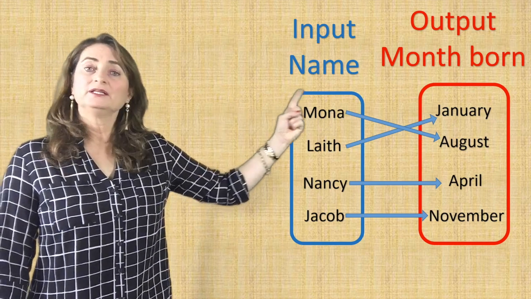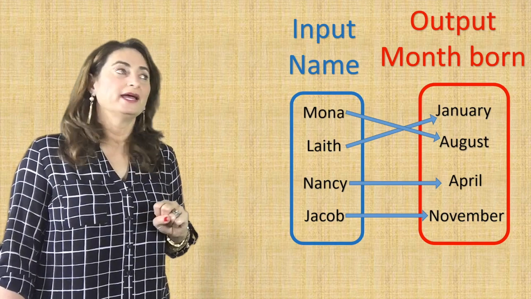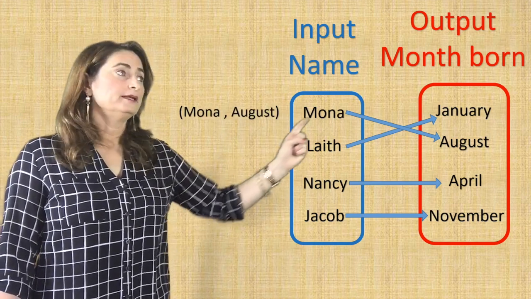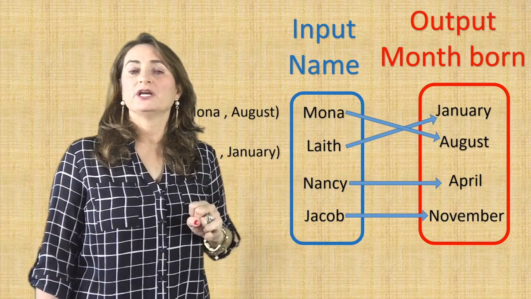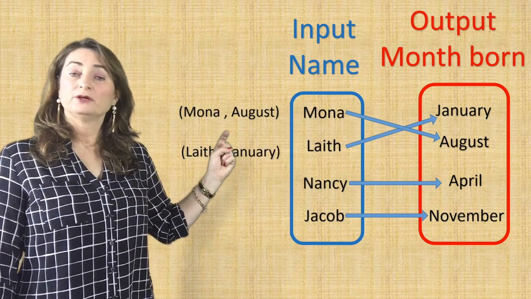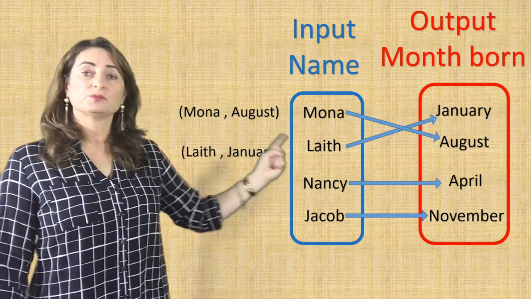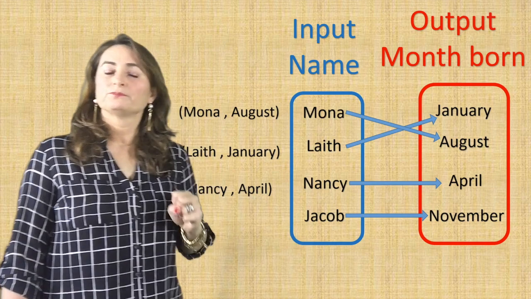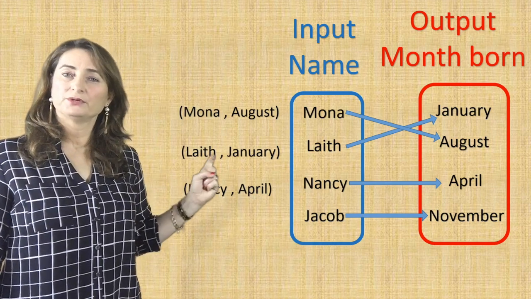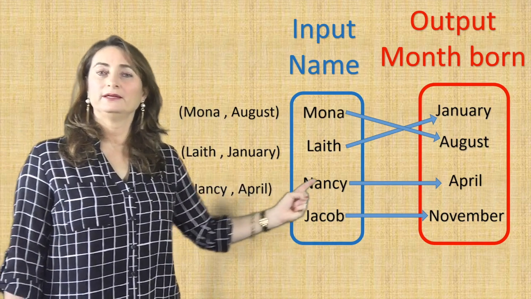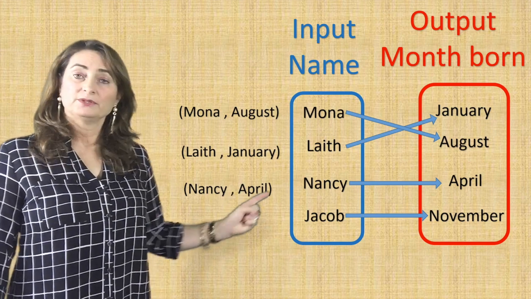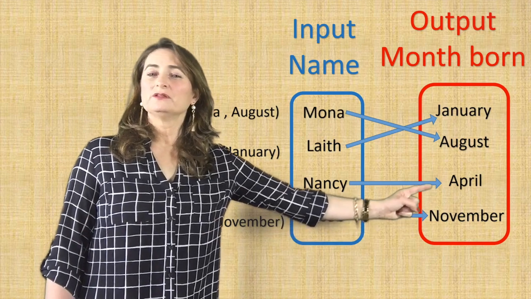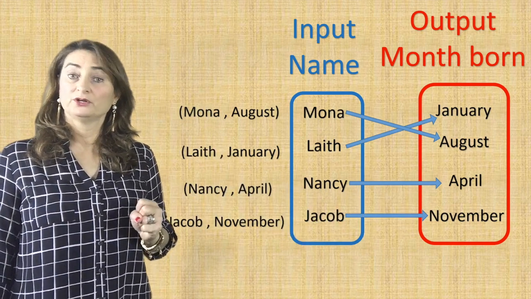Watch how Mona, the arrow is pointing at the output August. That means Mona is born in August. Laith, pointing at January using the arrow, pairing the input with the output. So Laith is born in January. Nancy, with the arrow pointing at April. That means the input Nancy is born in April. Jacob is born in November because the input Jacob, using the arrow, is paired with the output November.